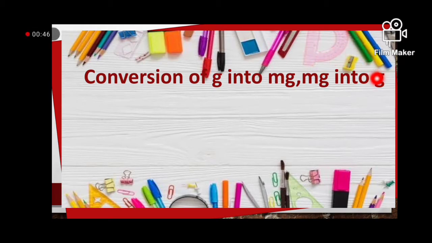For this purpose, we should know the conversion factor. The conversion factor of gram and milligram is 1 gram is equal to 1000 milligrams. It means the conversion factor is 1000.